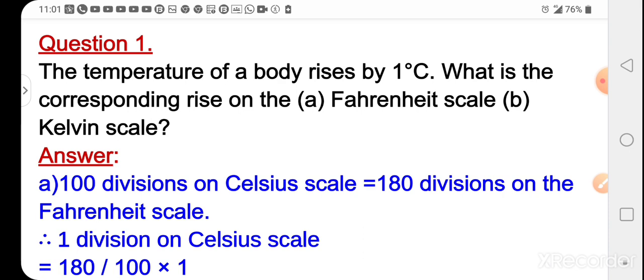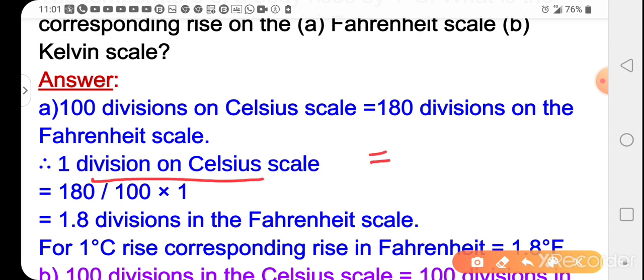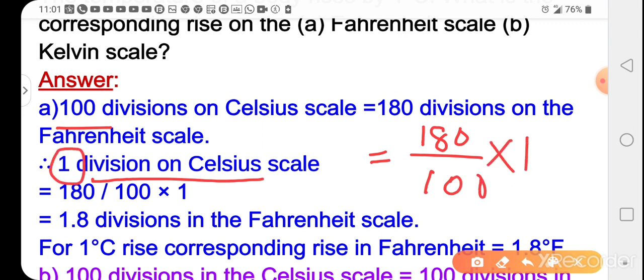So related to this, we can write like this: 100 divisions on the Celsius scale is equal to 180 divisions on the Fahrenheit scale. Therefore, 1 division on the Celsius scale is equal to 180 by 100 into 1 division. Okay, so 0 0 cancel, 18 into 1 is 18, 18 divided by 10 is 1.8. So this is the answer.